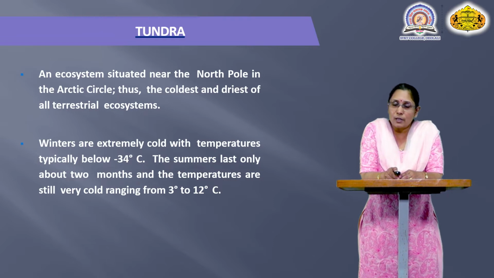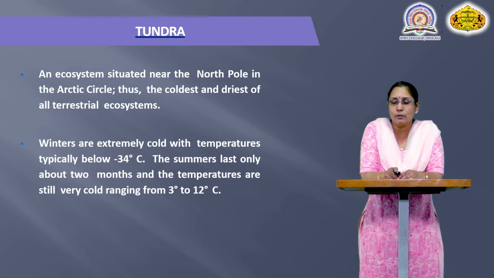So a characteristic feature of tundra is that it is situated near the North Pole if you are talking about the polar region. Then here, 2 seasons you can see. One is the winter and another one is the summer. So what happens in winter? Very freezing temperature you can see, near about minus 34 degrees Celsius, and summer is only in name but the temperature is very low, which is 3 to 12 degrees Celsius.